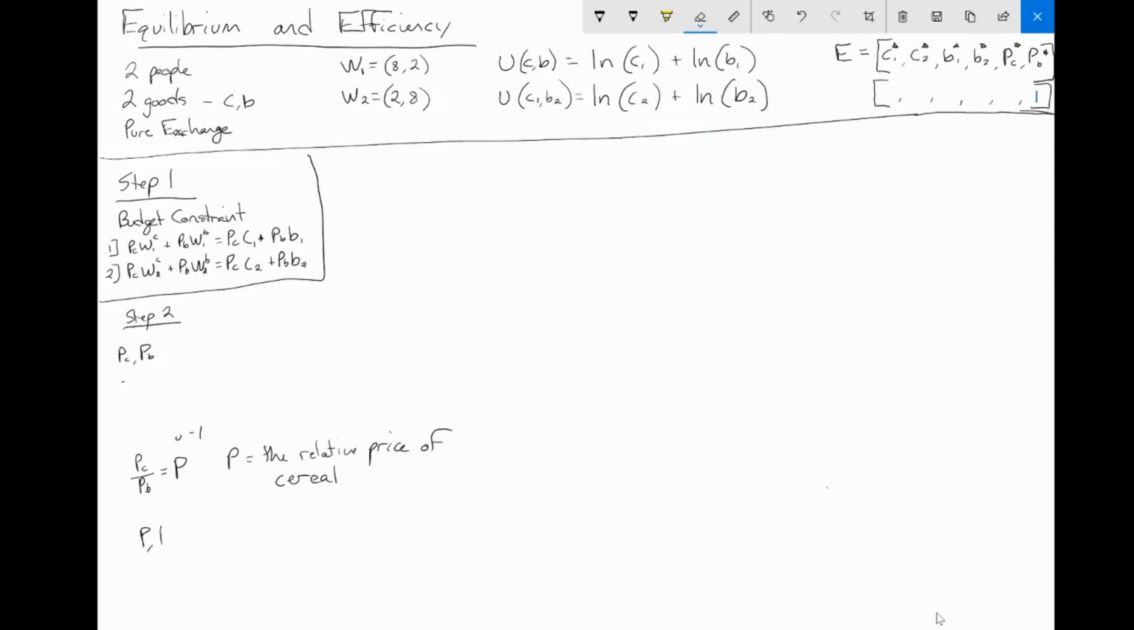So that means for the rest of the math, every time that we come up against PB, it'll just be replaced with 1. And every time we see PC, we will replace it with just P. Now all we have to do is solve for that 1P. That's convenient. Okay, that's step 2. All right, the next one, step 3. Step 3, we're going to establish our market clearing conditions.